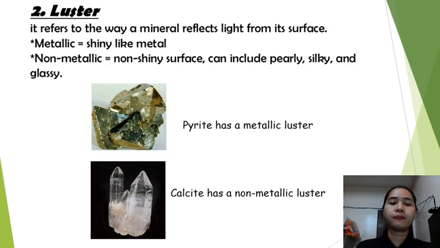Next, the luster. Luster refers to the way a mineral reflects light from its surface. There are 2 types of luster, metallic and non-metallic. Metallic means shiny like metal, while non-metallic has a non-shiny surface, and can include pearly, silky, and glassy. In this picture, the example of a metallic luster is pyrite, while a non-metallic luster is calcite. This is the structure of a non-metallic luster.